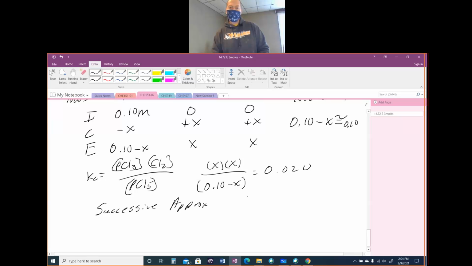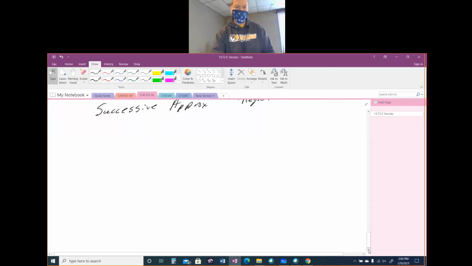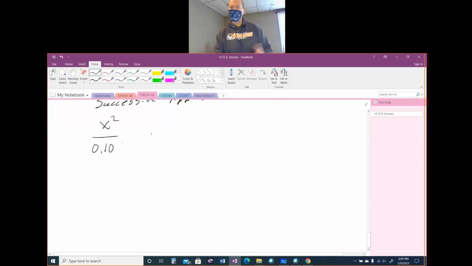So we're going to then neglect, anytime you have a plus x or a minus x, x is small, so it's not going to change that number. Those are the ones that you neglect. And so when you neglect that, to find our x1 value is very simple. So you have your x squared over the 0.10, not minus x, we neglected it, we say it's not going to matter, is equal to 0.020.